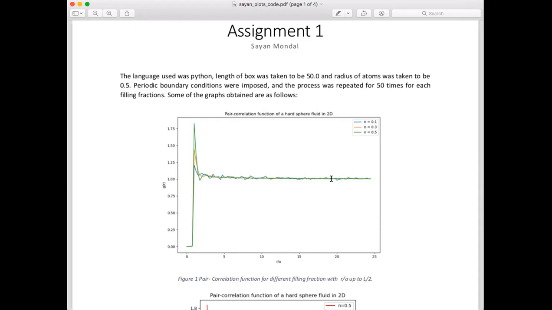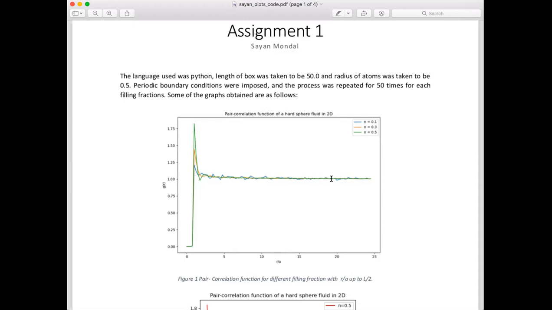At very low density, there are no particles around a given particle. So G of R should almost be constant over the entire range of R. In fact, if you look at the plots in the book, Chaikin and Lubensky, figure 2.4.1, you'll see that. That's exactly what I asked you to reproduce.